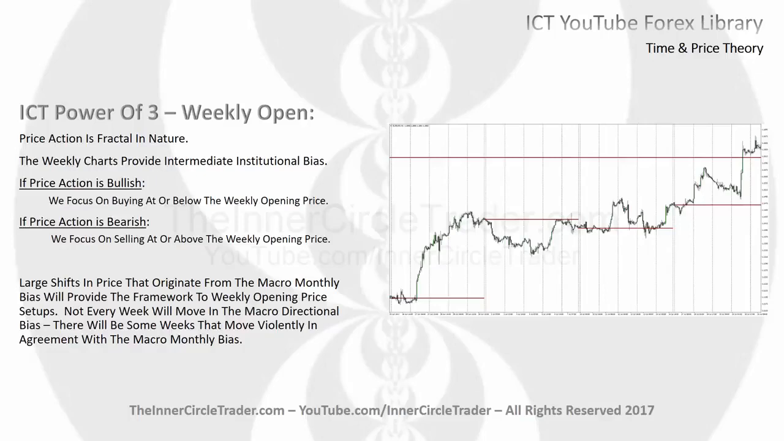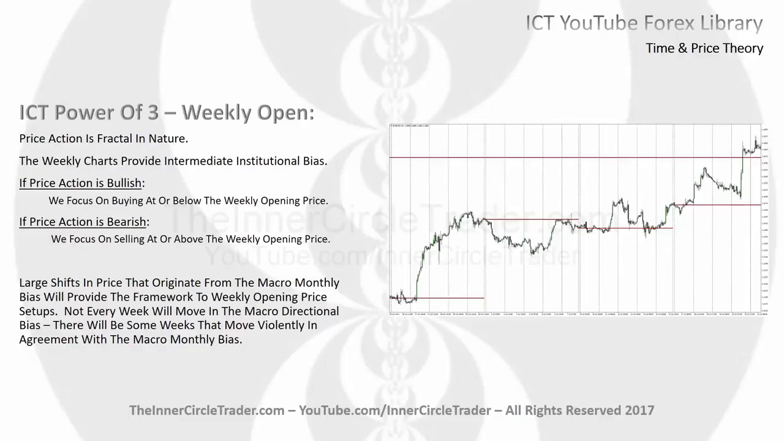Well, if we go through this specific idea with weekly opening price, again, price action is fractal. And what we would see on a monthly basis, we would expect to see that same thing on a weekly basis. So the weekly charts provide an intermediate institutional bias. That means it's not a long-term bias, but it's not short-term either.